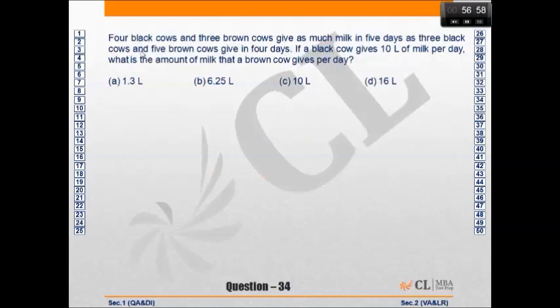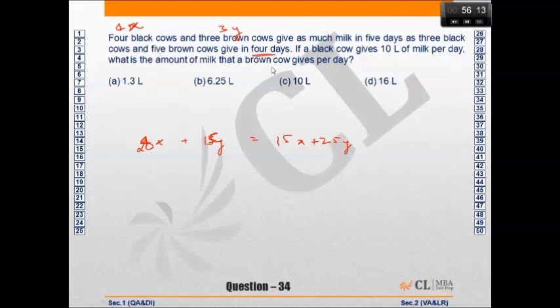If 4 black cows and 3 brown cows give as much milk in 5 days as 3 black cows and 5 brown cows in 4 days. Let a black cow give X liters, while a brown cow gives Y liters of milk in 5 days. So 5 days, 4 blacks is 20X and 15Y. This much is the milk you'll get in liters. And in the other case, 3 black cows, this should be equal to 15X plus 25Y.